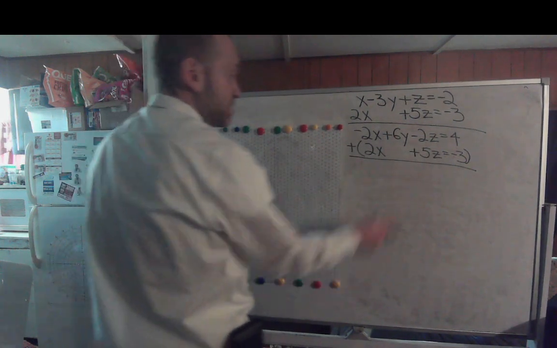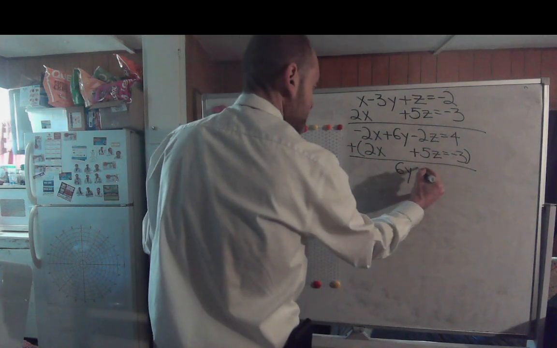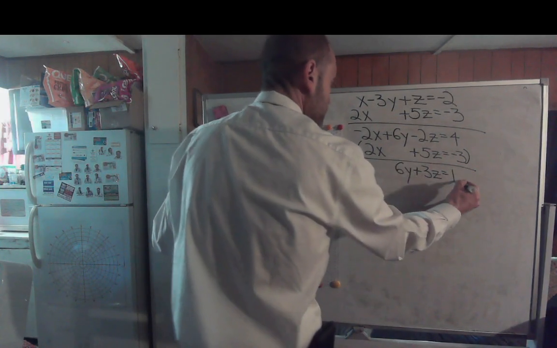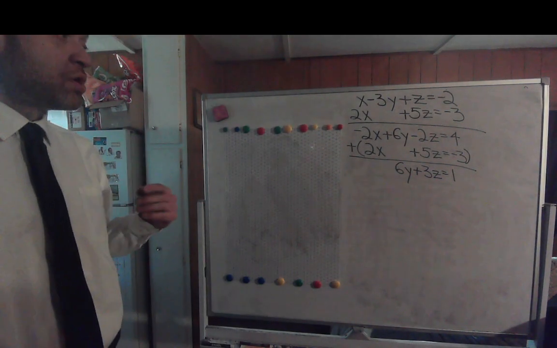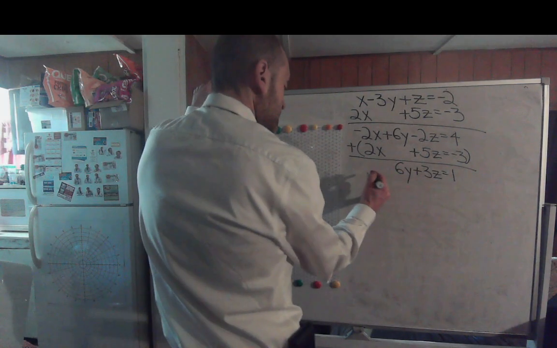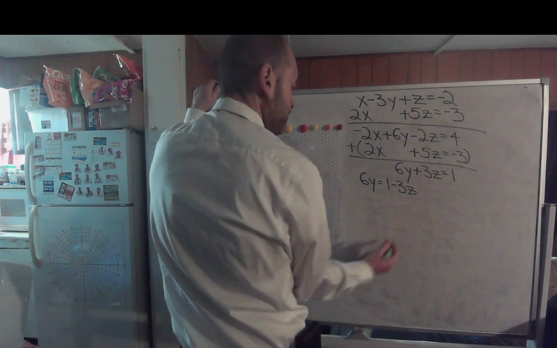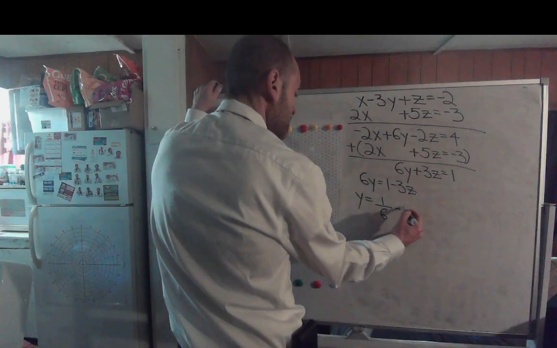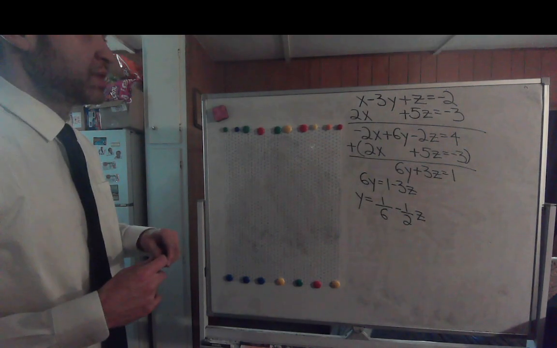Negative 2 plus 2 is 0. 6y plus 0, that gives you 6y. Negative 2z plus 5z, that's plus 3z, is going to be equal to 4 minus 3, which is 1. So you're left with 6y plus 3z equals 1. Well, I'm going to suggest we solve for y in terms of z. So that's going to give you 6y equals 1 minus 3z, which means that y itself is going to have to equal 1/6 minus 1/2 z. So y equals 1/6 minus 1/2 z.